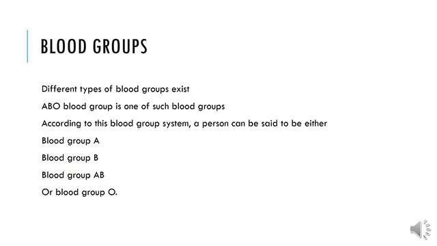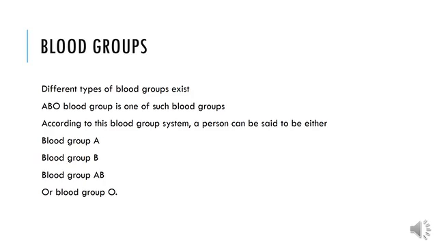According to this blood group system, a person can have 4 different possible blood types. That is, a person could be blood group A, blood group B, blood group AB, or blood group O. Whether you are A, B, AB, or O is determined by the type of antigens that you have present on your red blood cells.